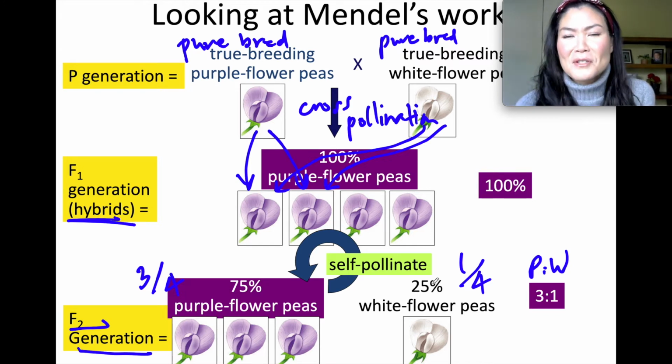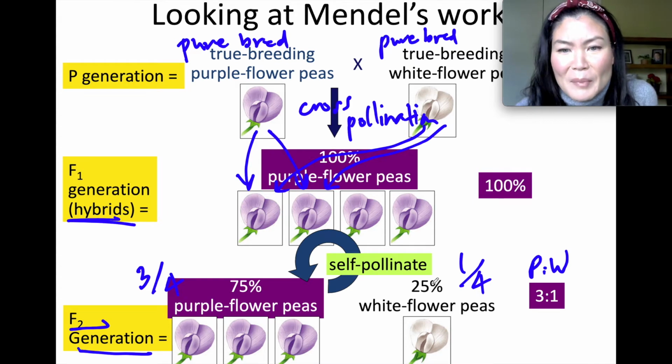Sorry, I'm getting distracted. There's like this squirrel running around in the backyard.